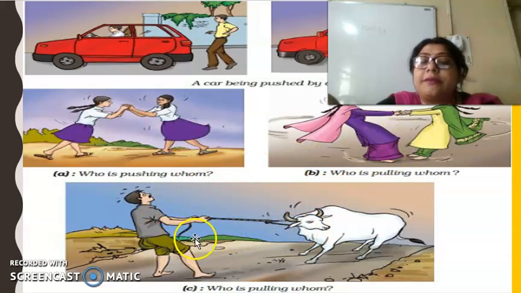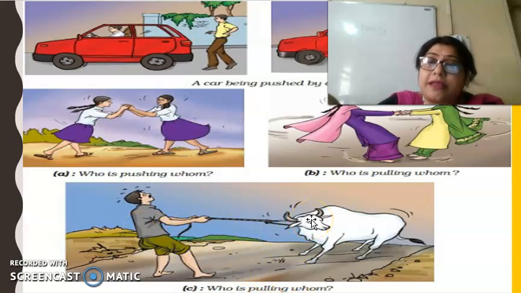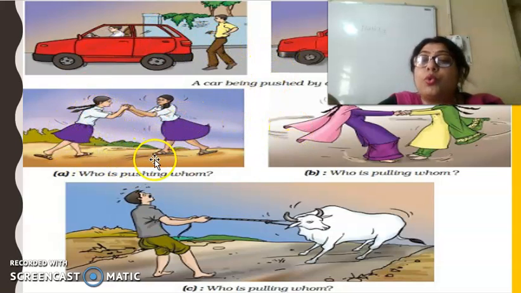And this one you can say, who is pulling whom. Actually here the person is pulling the bull, isn't it? And the bull is trying to resist the motion. That is why it is written who is pulling whom. The man is pulling the bullock, and the bullock is also applying a force so that it doesn't move towards the man. So these examples help us to understand who is pushing whom or who is pulling whom.